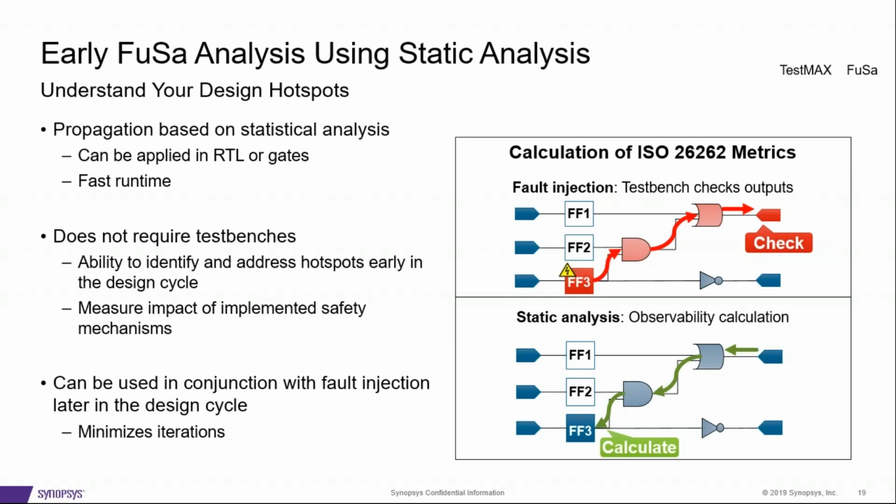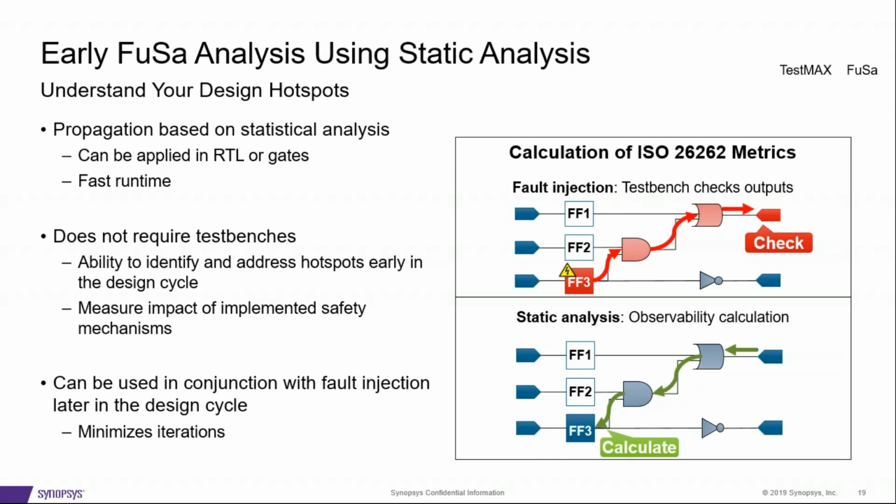And so instead of doing injection, what the tool does is a probabilistic analysis of how easy it is to propagate zeros and ones from a flip-flop to the next flip-flop to the next flip-flop to a diagnostic point, a safety monitor, for example. So with this, you're able to estimate single point fault metrics.